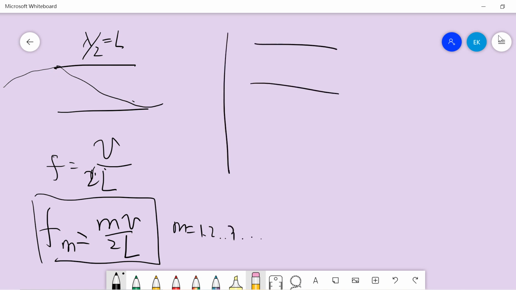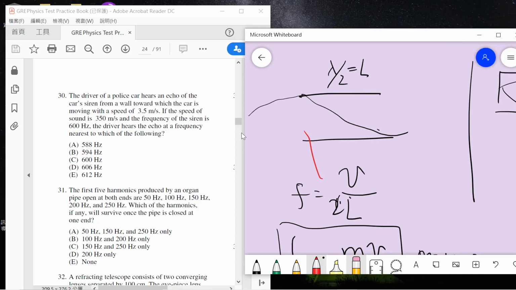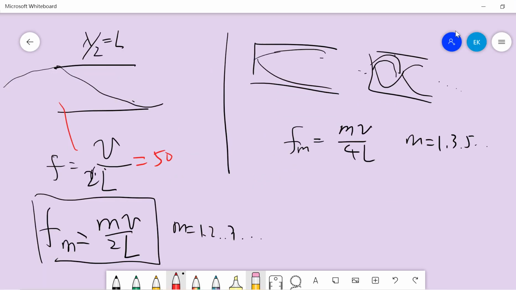And then when one end is closed, this is the first one, and then the second one is this. So you can show that this F_m is m nu divided by 4L, but m needs to be odd: 1, 3, 5. From the previous result, nu divided by 2L is 50, so nu divided by L is 100. So this F_m is 25m.